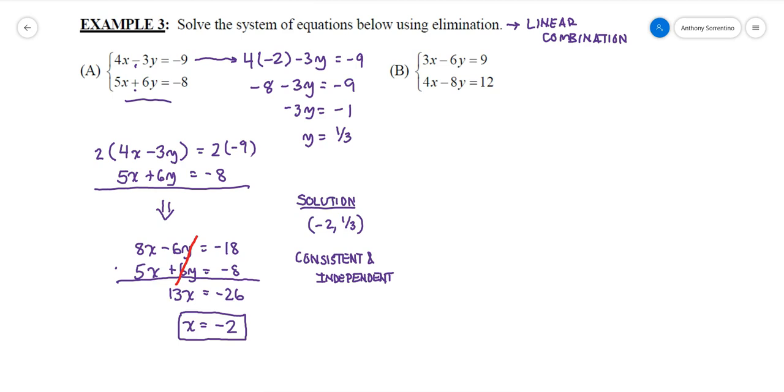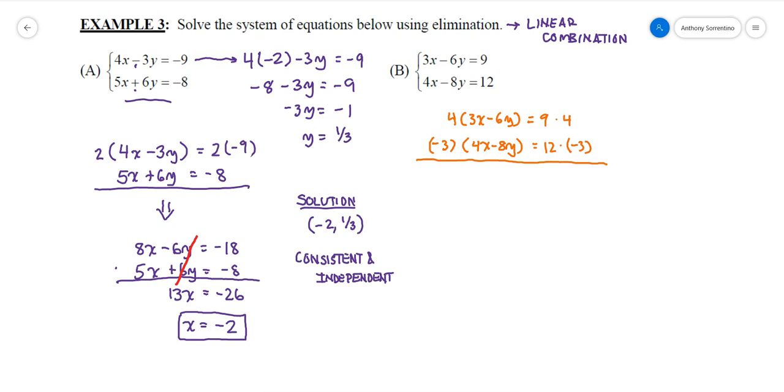So what I did when I set this up is I said, okay, the top equation, I'm going to take 4 times the 3x minus 6y equaling 9. And I did negative 3 times the 4x minus 8y equaling 12. Remembering that I had to multiply this by the 4 and this by negative 3 as well. I almost forgot to write that.